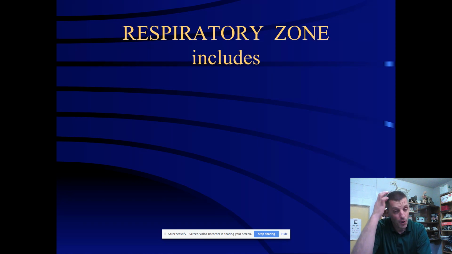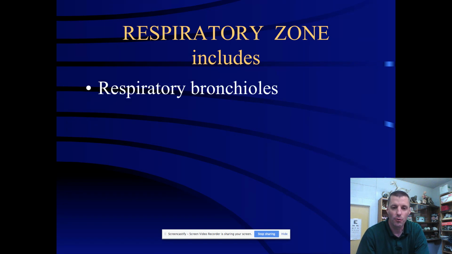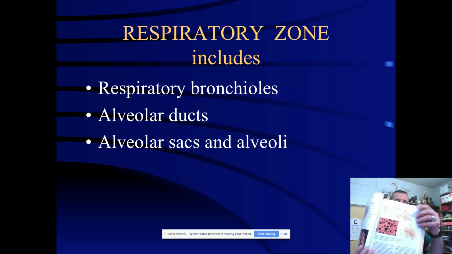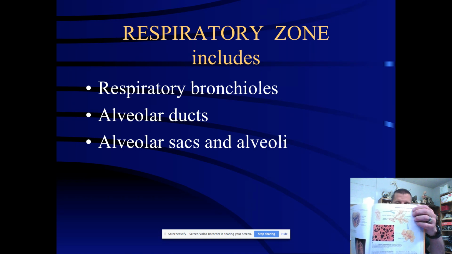So that respiratory zone, what makes up the area where the exchange of gases occurs? Well, the respiratory bronchioles, the alveolar ducts, the alveolar sacs, and what are called the alveoli. And let me go back on that. Then you should be looking at page 389. That branching is shown on page 389.